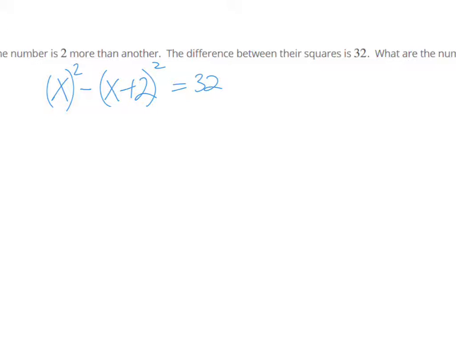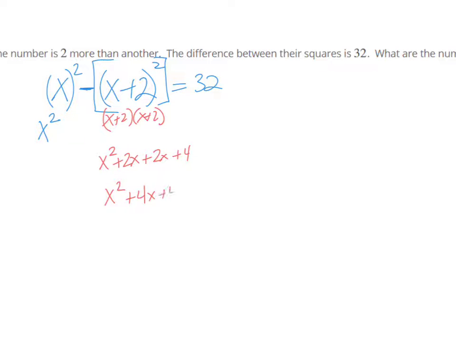All right, this is a little bit sneakier. Because of this minus sign, I am subtracting this whole deal, okay? Keep that in mind. I have to subtract all of it. So I'm going to have this x squared here, and then I'm going to have this x plus 2 that I have to square. So I multiply the first, outer, inner, last. This should look familiar. So that all becomes x squared plus 4x plus 4.